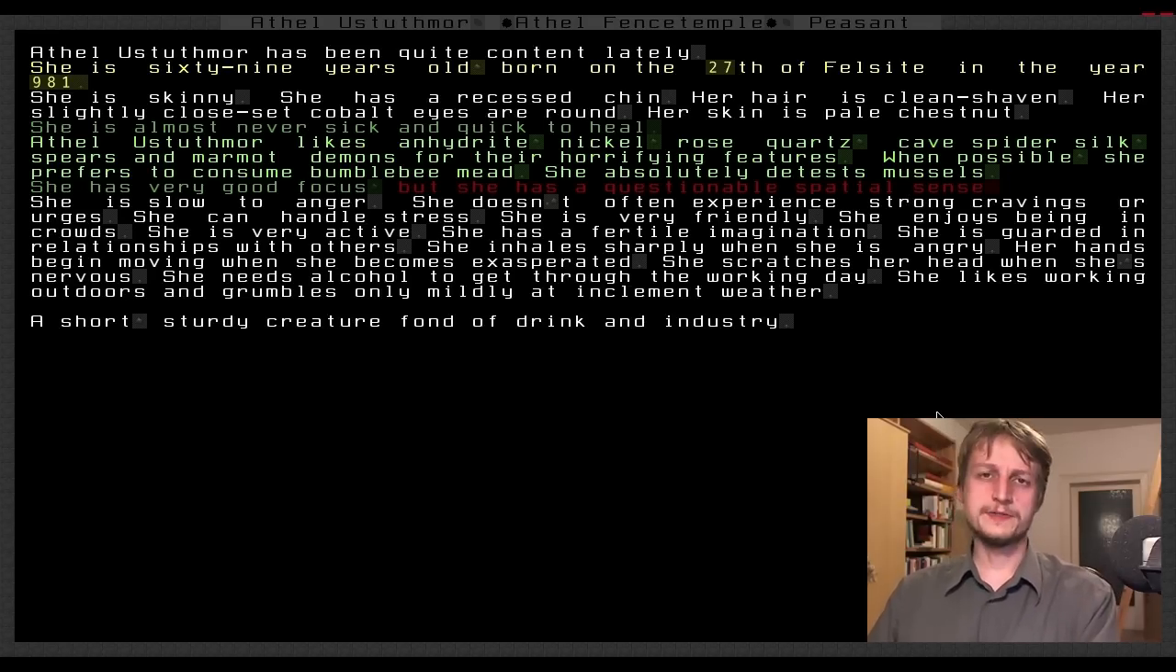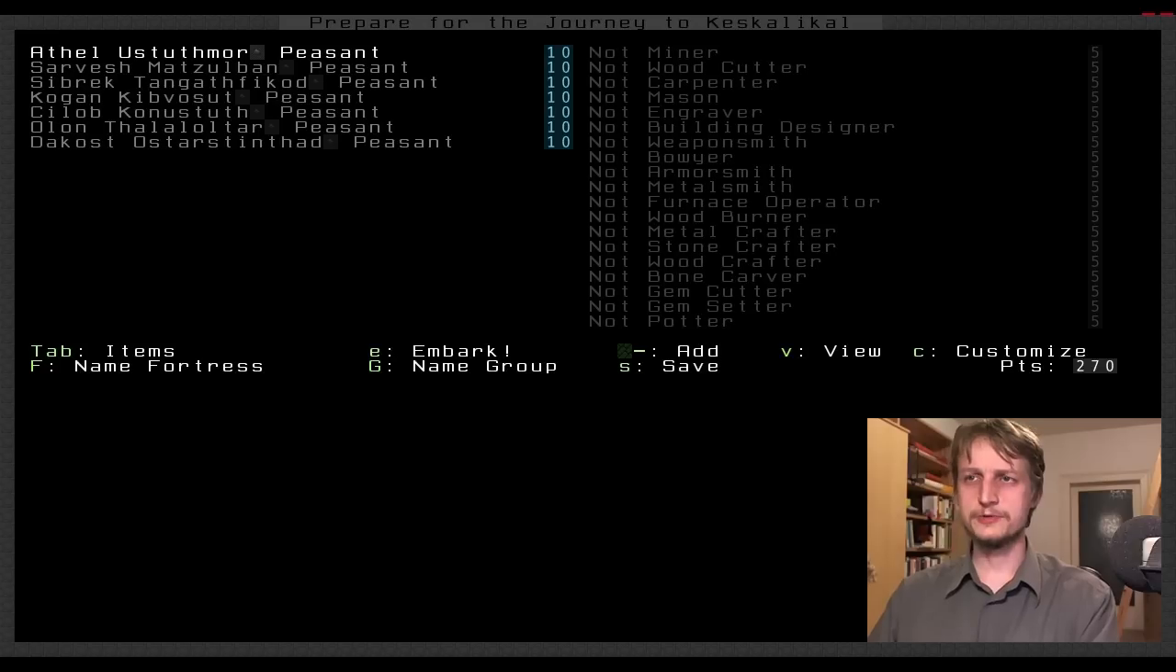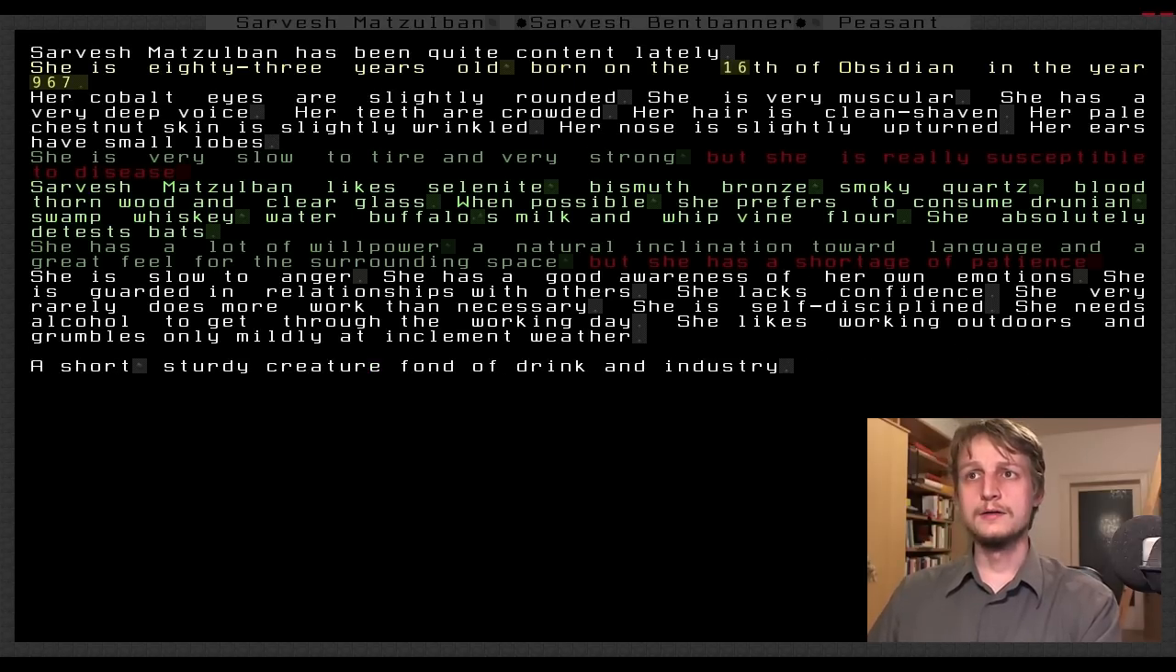I'm looking for miners, and my miners shall be slow to tire and strong. Slow to tire to keep working all the time, and strong too, well, they need force and power to dig through the stone, so I think they will have an easy time digging when they're strong. Very slow to tire and very strong, but really susceptible to disease. I don't care about that. Miners can get diseases.